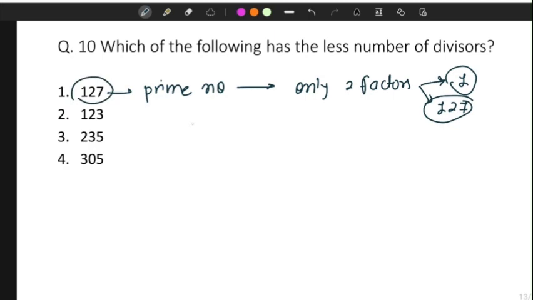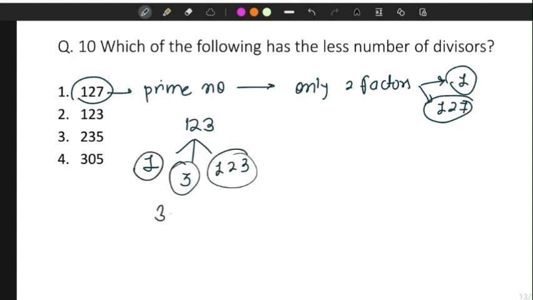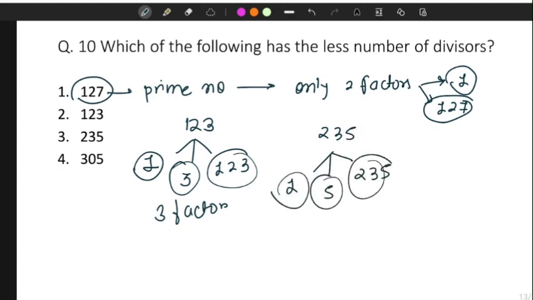If we see 123, 123 is divisible by 1. It is also divisible by 3. Again, it is divisible by 123. So there are total how many factors for this? There are total 3 factors. If we go for 235, 235 is a number which is divisible by 1. It is divisible by 5 also, and by 235 also. Hence again it is having 3 factors.